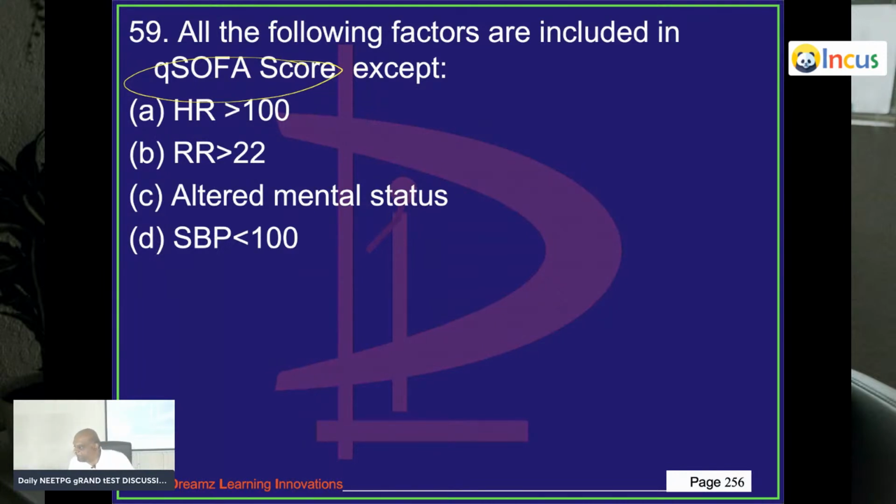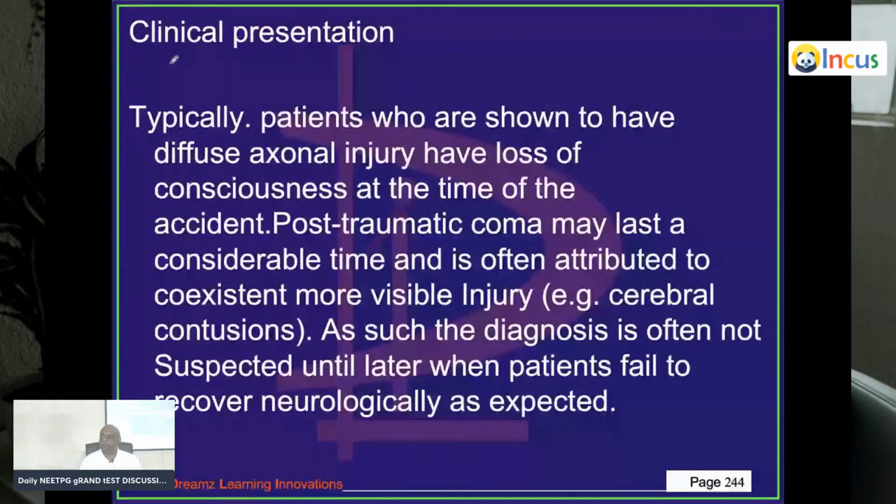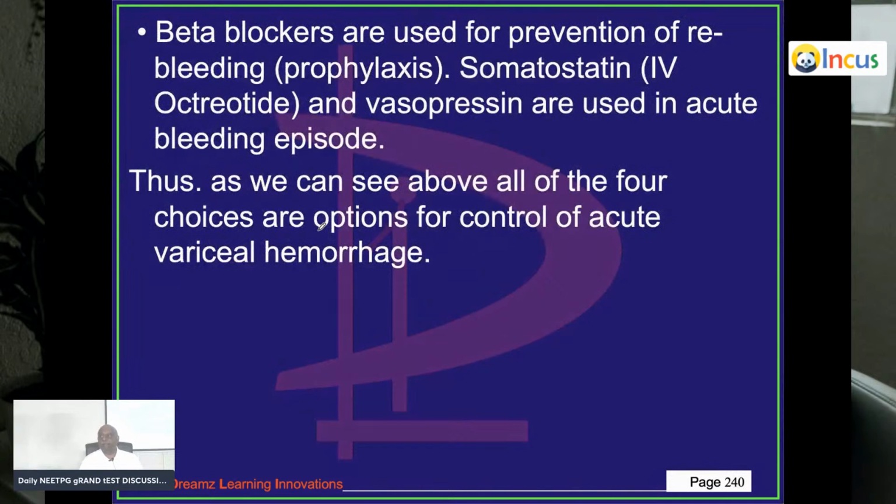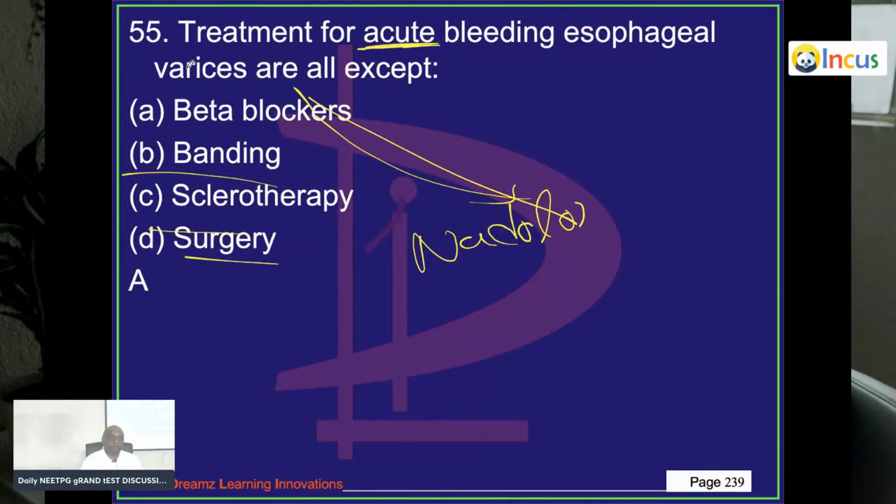Swati is saying, sir, 55th question, all except, sir. 55, ఏంటప్పా అది? Except beta blockers. Beta blocker is not used for acute, Swati. It is used prophylactically. It is used for prevention. Except in a word?